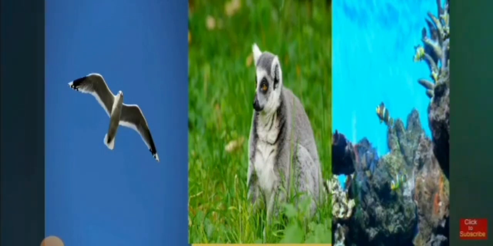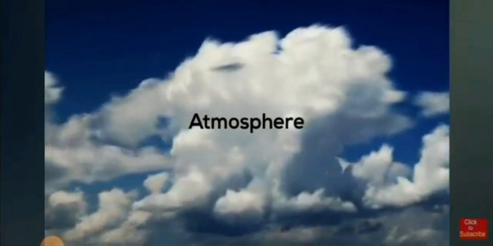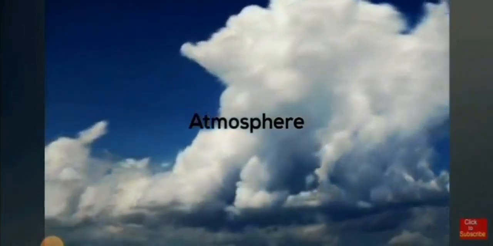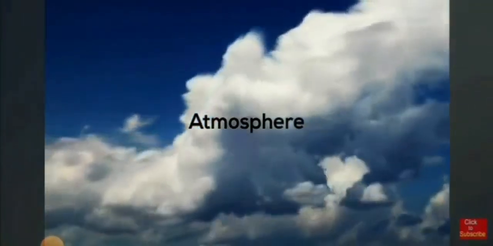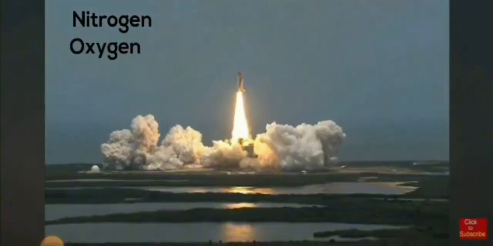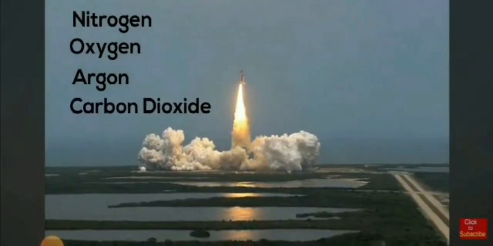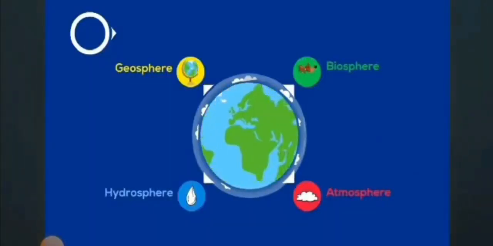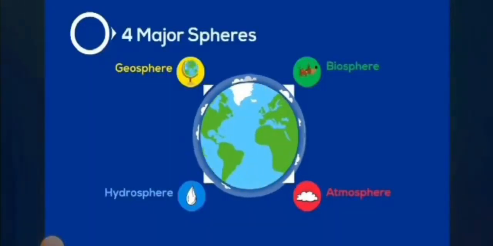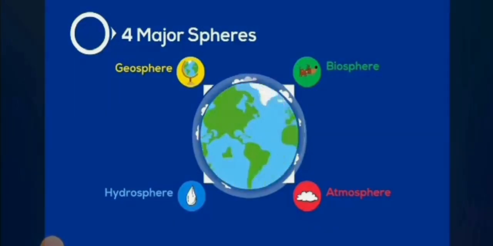And finally, our atmosphere is the layer of gases surrounding our planet. The atmosphere of the Earth is composed of nitrogen, oxygen, some argon, carbon dioxide, and some other gases in small amounts. These gases are held in place by the pull of gravity. So there we go, the four spheres of the Earth: the geosphere, the hydrosphere, the biosphere, and the atmosphere.